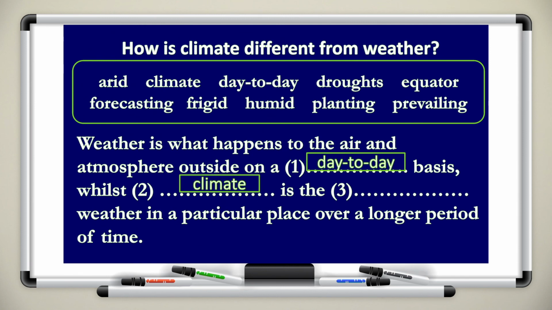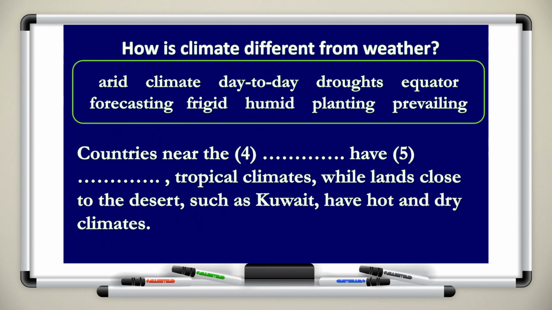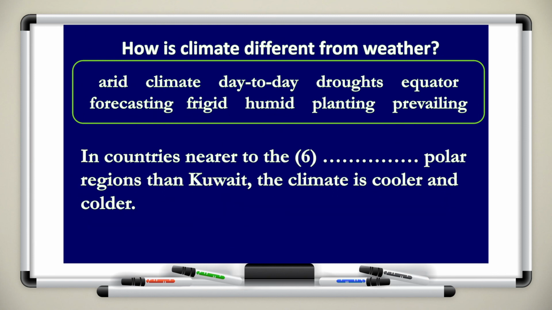Whilst climate is the prevailing weather in a particular place over a long period of time. Countries near the equator have tropical climates. Near where? The equator, the imaginary line. Countries near the equator have humid tropical climates, while lands close to the desert, such as Kuwait, have hot and dry climates. In countries nearer to the frigid, very cold, polar regions than Kuwait, the climate is cooler and colder. There we go.